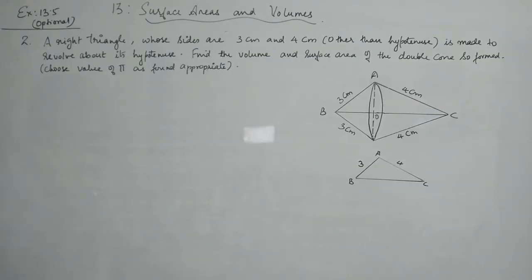Question number 2 is, a right triangle whose sides are 3 cm and 4 cm other than hypotenuse is made to revolve about its hypotenuse. Find the volume and surface area of the double cone so formed. And you have to choose a value of pi as it is required, that is either you can use 3.14 or 22 by 7 accordingly.